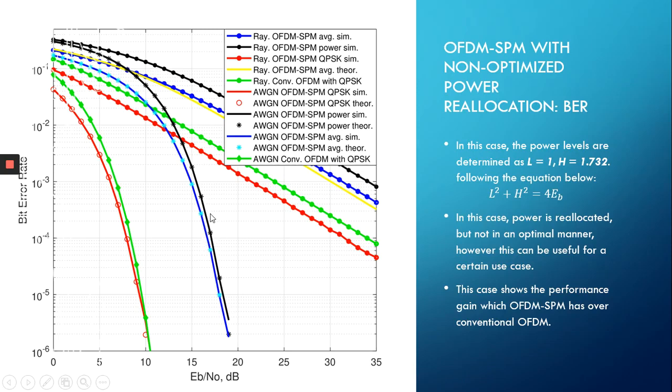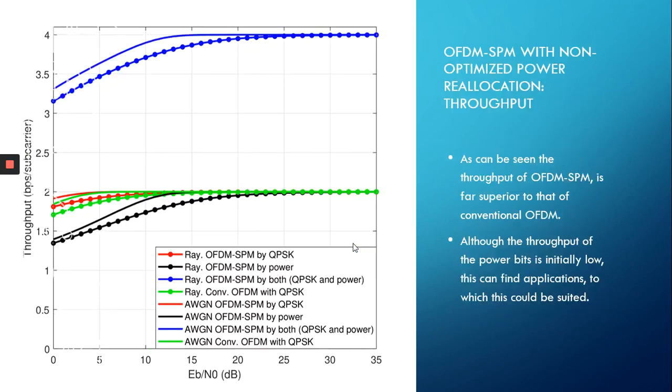Furthermore, this can be used for different cases. For example, imagine that you have two different users and they need two different requirements. One of them doesn't really need a very high bit error rate. You can just give him this data stream and give this one to the other user who requires a better bit error rate, pardon.